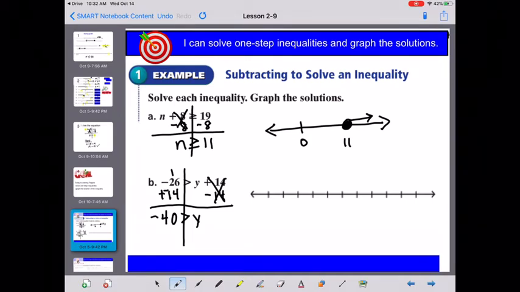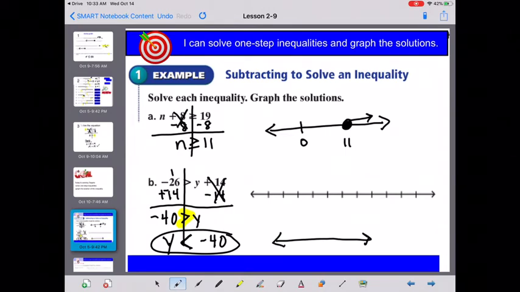So now I've got -40 is greater than y. But you've learned in the past that we want our variable always to come first. So let's put the y first and -40 on the other side. And then looking at this sign, do you see that -40 is the bigger of the 2 numbers? So I need to make sure that when I switch the order around, that I keep my sign showing that -40 is still the bigger number. So it really, in essence, flips the inequality sign.